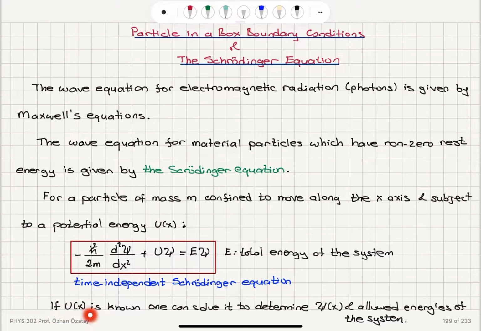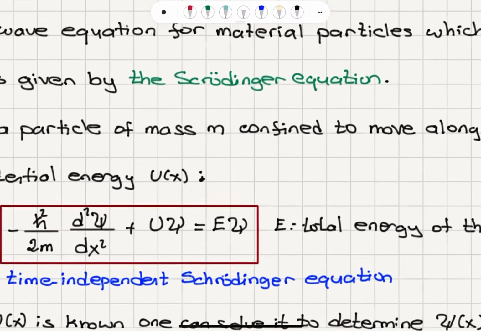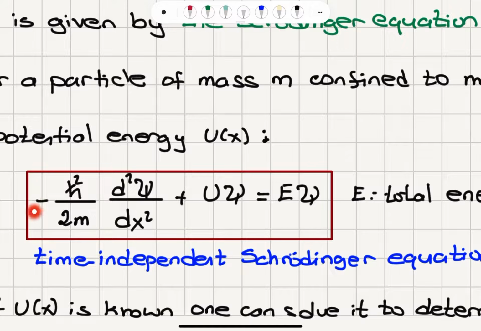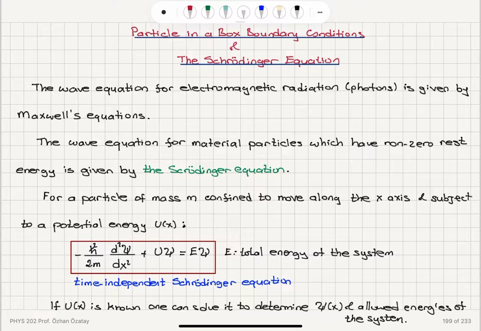So if the potential energy U as a function of x is known, one can solve it to determine the wave function psi and the allowed energies of the system. So if you have the time-independent Schrödinger equation, and you know the potential energy profile, you can solve this equation for psi and obtain the corresponding energy levels of the system.